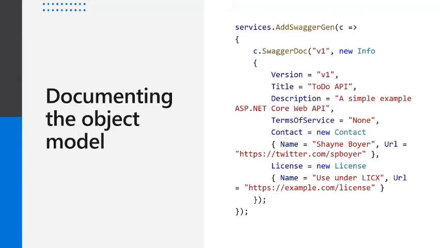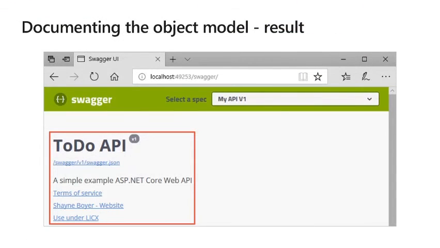And then for documenting the object model, the configuration action passed to the AddSwaggerGen method adds information such as author, license, and description. And here you see version, title, description, terms of service, contact, license, name, etc. And then your API looks like this. This is the localhost example, but the same way it can look like this on your real server.